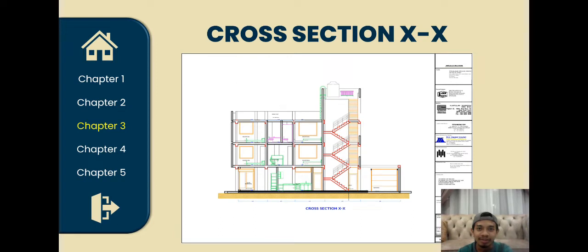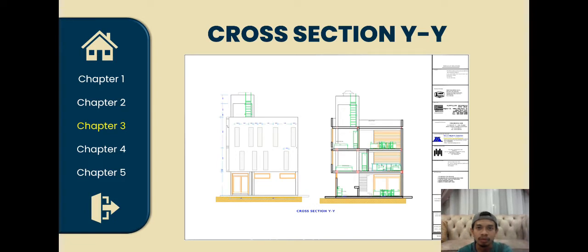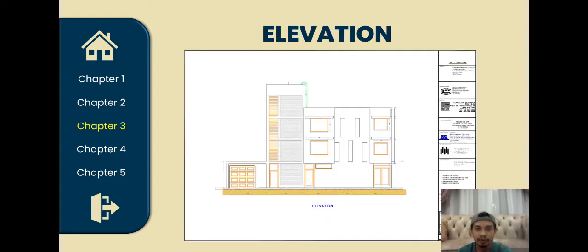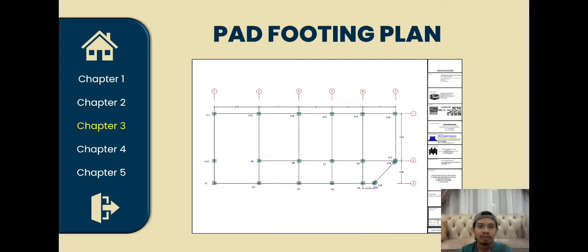For the cross section XX, you can see the building from the side view. For the cross section YY, you can see the view from the back or front of the drawing. This is the elevation view for the architecture plan. This is the pile footing plan for this drawing, and it has 20 pile footings.